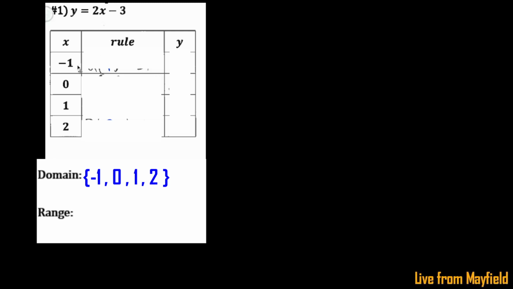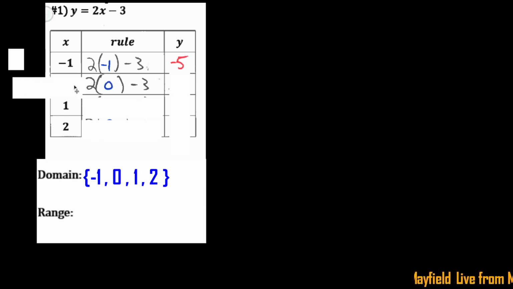Again, all you have to do is plug in your x value into your rule. So for example, you would say, all right, I have 2 times the first input, which is -1, minus 3. And so again, I use my order of operations, so I do 2 times -1 is -2, minus 3 is -5. So that creates the ordered pair -1, -5. I do that for the other points.